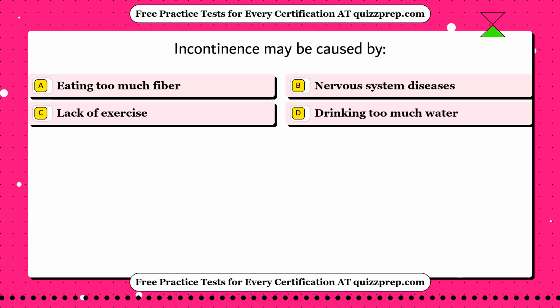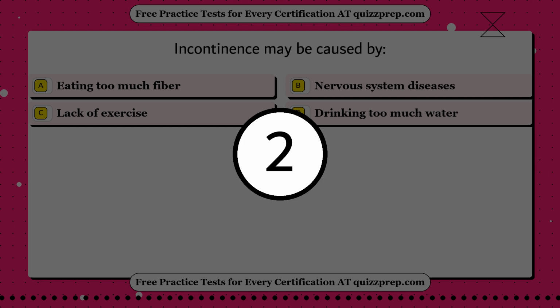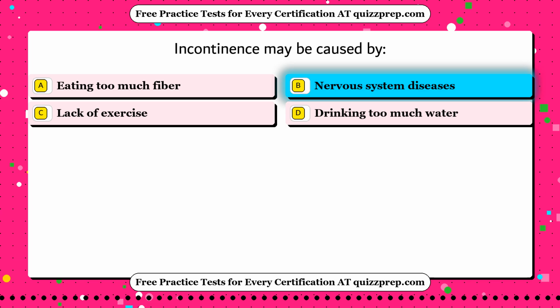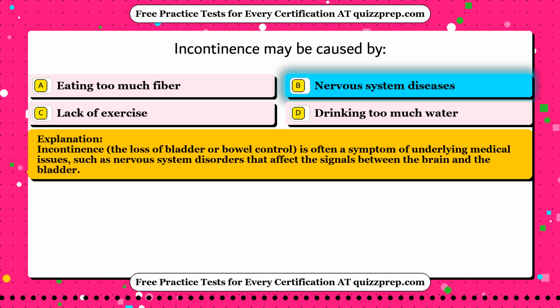Question 52. Incontinence may be caused by: Option A, eating too much fiber. Option B, nervous system diseases. Option C, lack of exercise. Option D, drinking too much water. The correct answer is option B, nervous system diseases. Incontinence, the loss of bladder or bowel control, is often a symptom of underlying medical issues, such as nervous system disorders that affect the signals between the brain and the bladder.